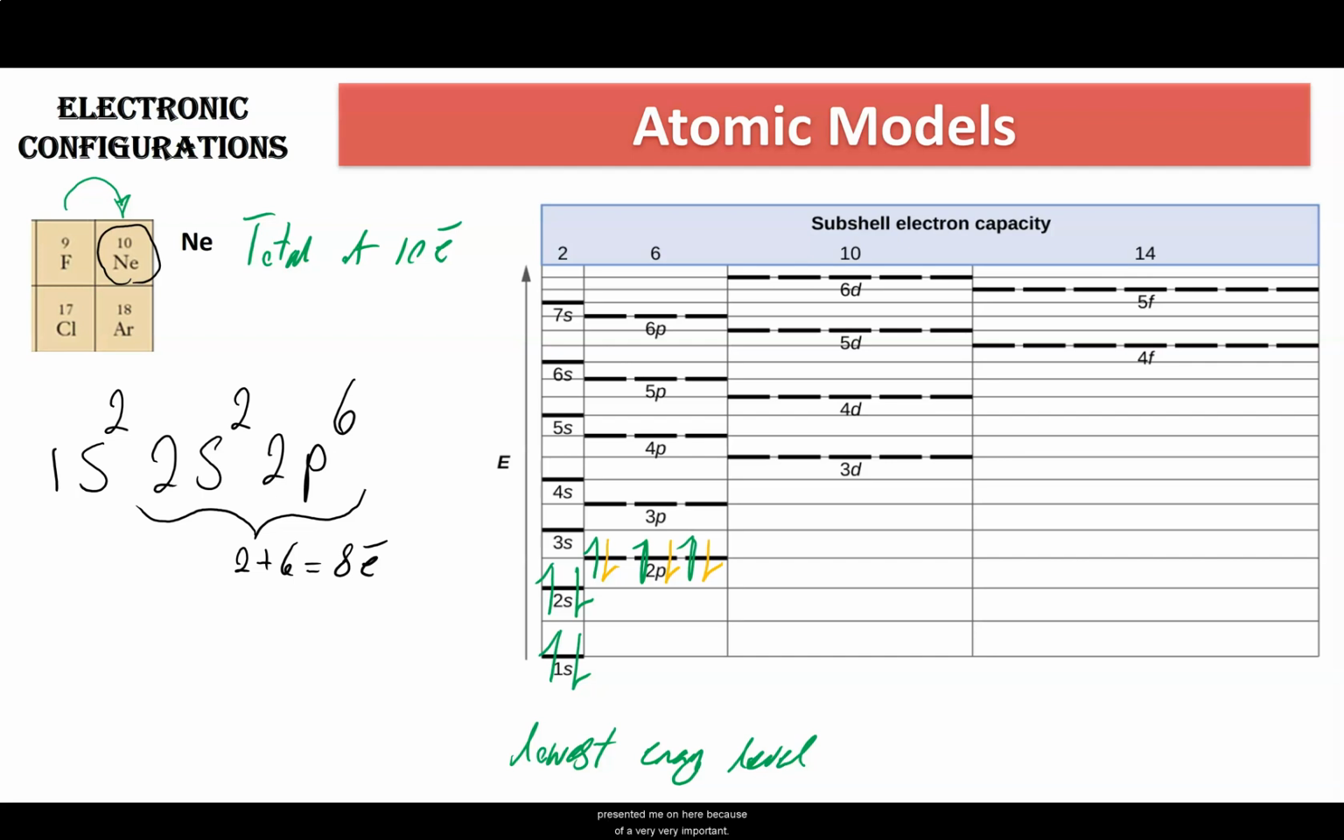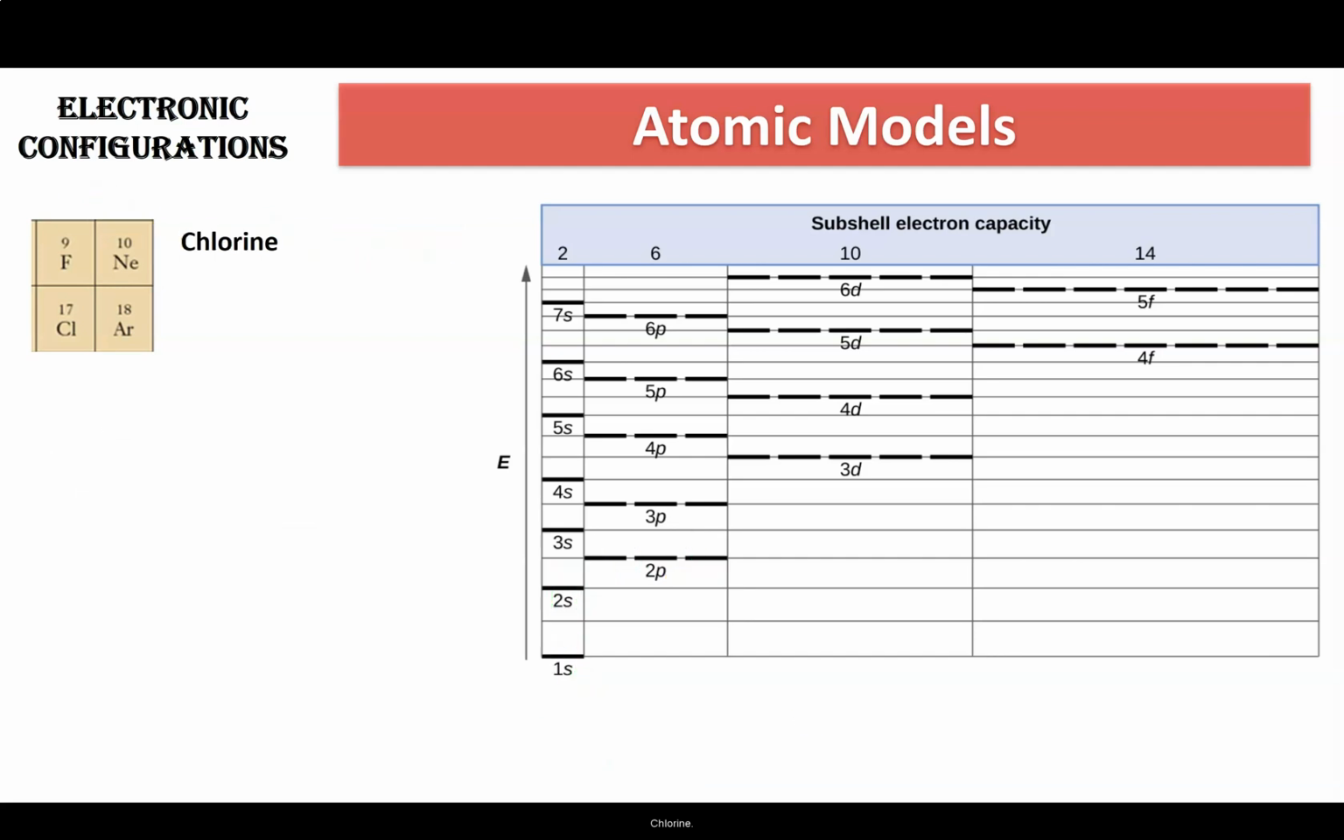any other elements. Now, I have presented neon here because of a very, very important utility that neon or all the other noble gases in this last row will have. That will become more evident once I present the next example, and that is chlorine. Okay, now chlorine's got 17 electrons, so I got a total of 17 electrons in a chlorine atom. All right, let's go ahead and fill up the rooms for chlorine.